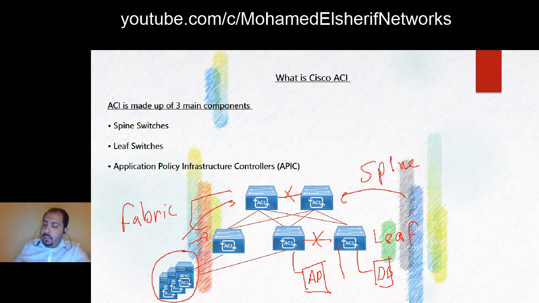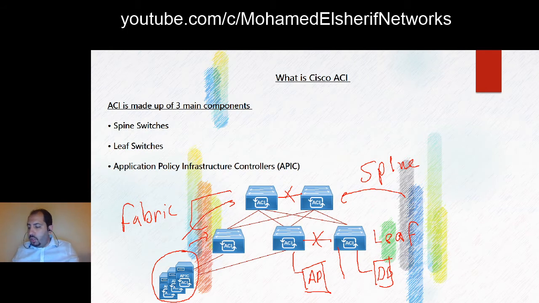So these three main components, the spine, the leaves, and the switches, this is what ACI is. So you cannot consider any particular piece of those components as the ACI. All these three components have to act and operate together in order to have ACI up and running in your environment.